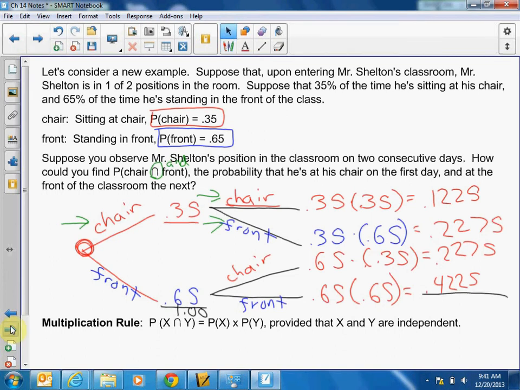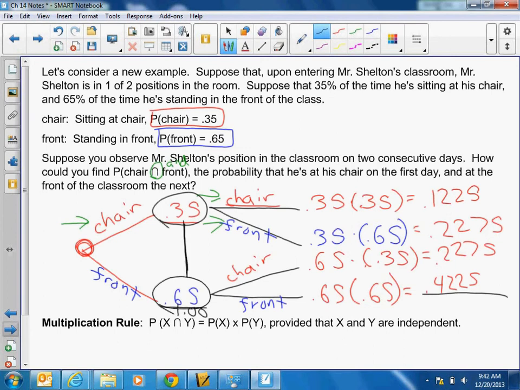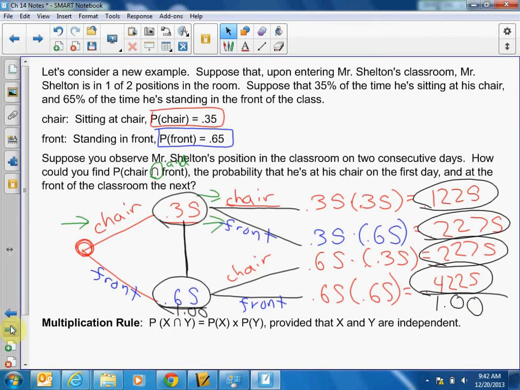Over here in the first day, the two events that could happen were either that Mr. Shelton was at the chair or that I was at the front of the classroom, and those probabilities were relatively large. Notice how big they are compared to the probability that I'm at the chair the first day, chair the second day, 0.1225, chair then front, 0.2275, front then chair, 0.2275, and then front and front, 0.4225. But again, they cover all of the events of this new sample space of you observing where I am in the classroom on 2 consecutive days.